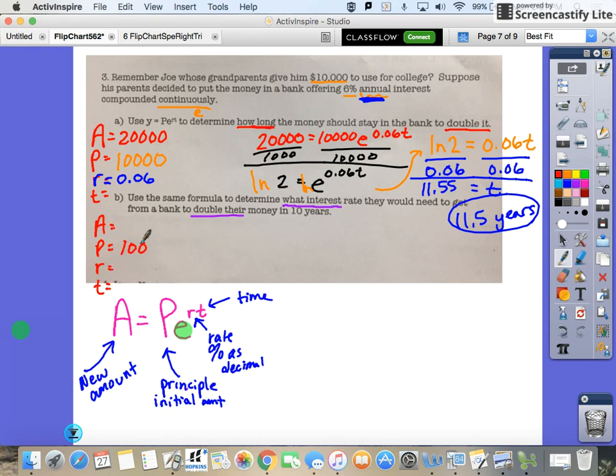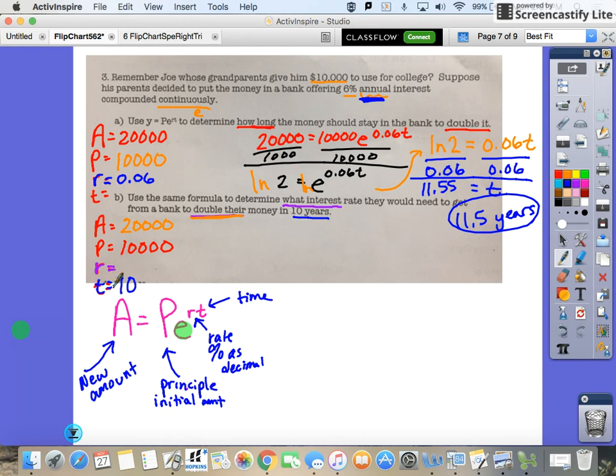P is still 10,000. They still started with $10,000. And again, they also still want to double their money. So they want $20,000 for their grandson. Now, the interest rate, that's what we don't know. But we do know that time is 10 years. Time is 10.